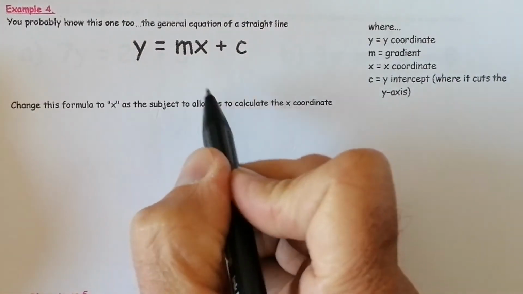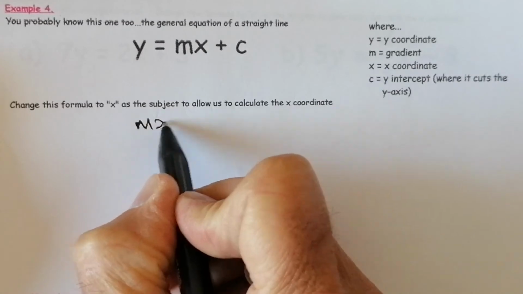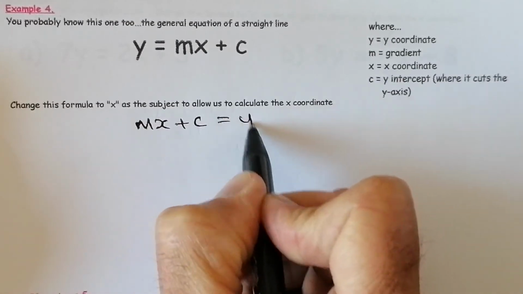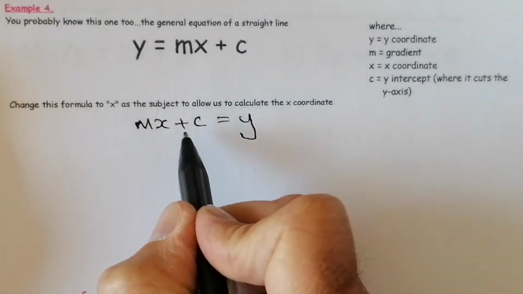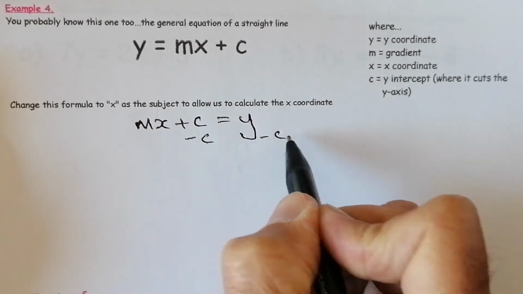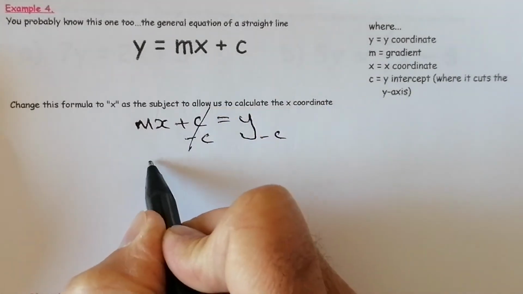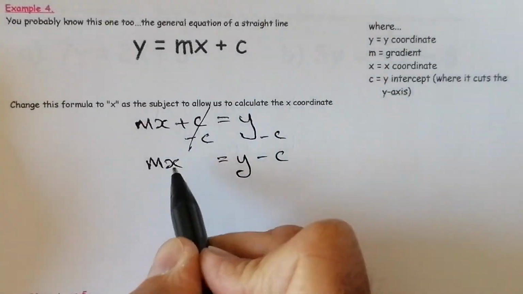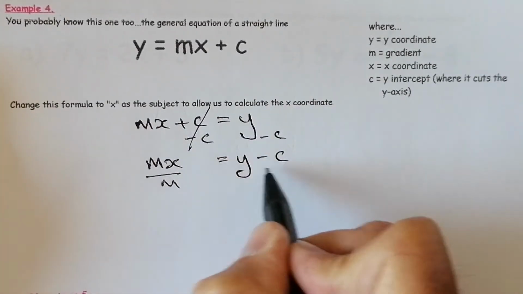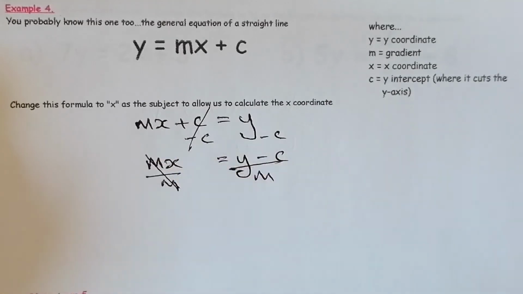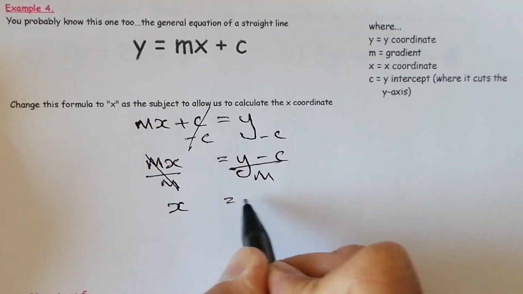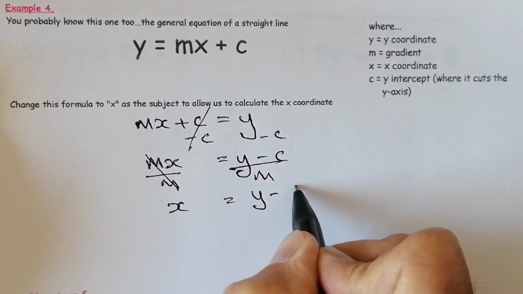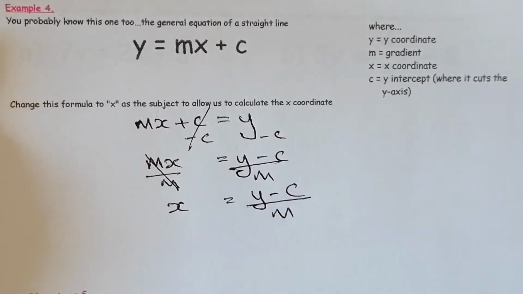So I'll start with changing it round again. So mx plus c is equal to y. What I'll do is get rid of the c from both sides. That will eliminate that one and leave me with mx is equal to y minus c. And all I need to do is divide each side by m to get rid of these here. That leaves me with x is equal to y minus c all over m. So that's that equation sorted out for us.